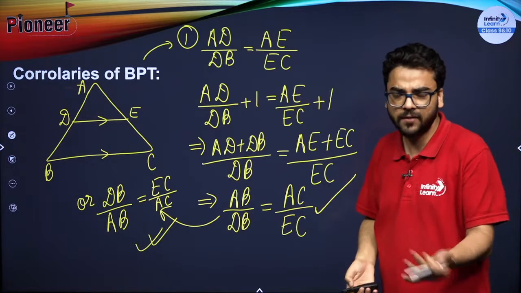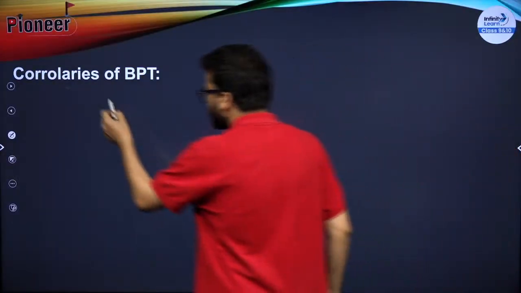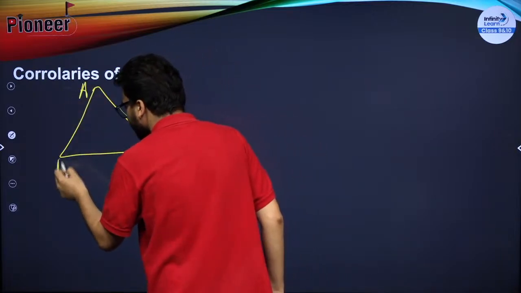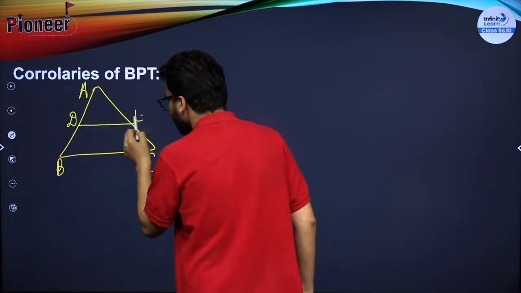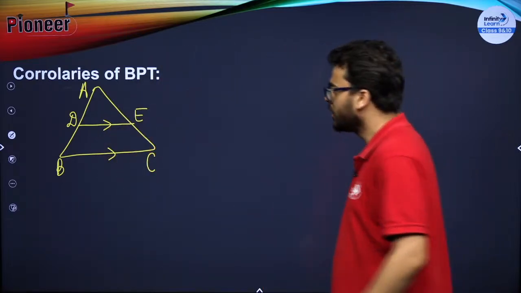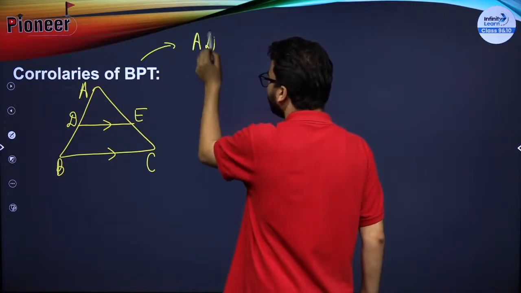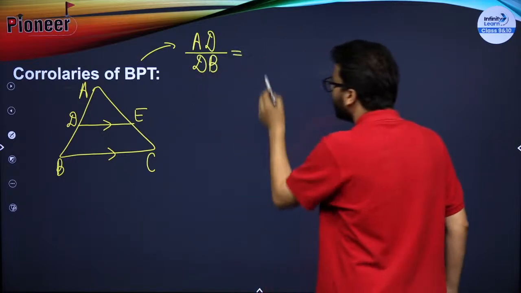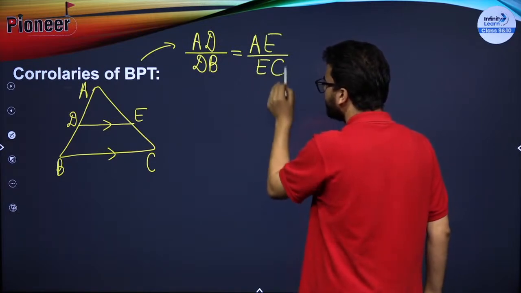Now there is one more type of corollary that can be there. Let's move on to the next thing. Suppose the same situation I am taking over here. Suppose this is ABC and we are making a line segment DE parallel to BC to intersect AB at D and AC at E over here. So the BPT is what, guys? The basic proportionality theorem, that is AD by DB is equal to AE by EC over here, correct?